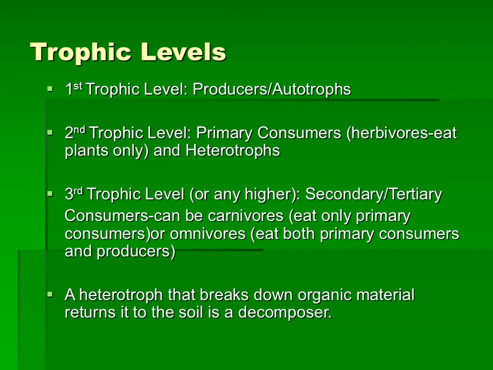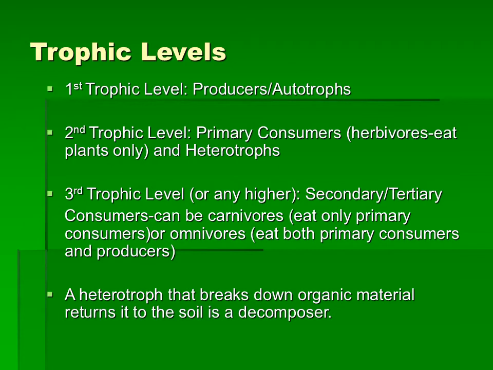First trophic level are producers. Producers are called autotrophs. Autotrophs make their own food. Producers are grasses. So producers are autotrophs. They make their own food. That means grasses make their own food from the sun. So photosynthesis, that's what that means.